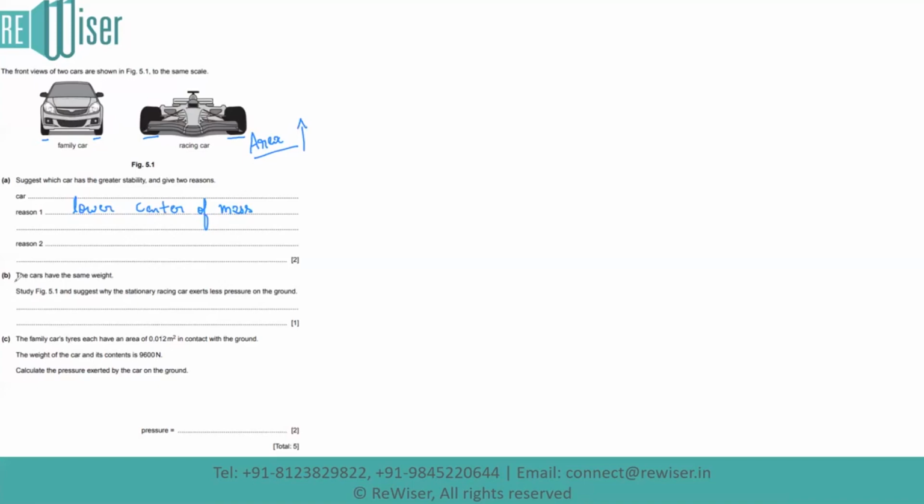Moving on to the next part, the cars have the same weight. Study figure 5.1 and suggest why the stationary racing car exerts less pressure on the ground. First, to answer this question, let us write down two formulas. The formula for pressure P is force over area. And when the two bodies are stationary, the force acting is nothing but the weight.